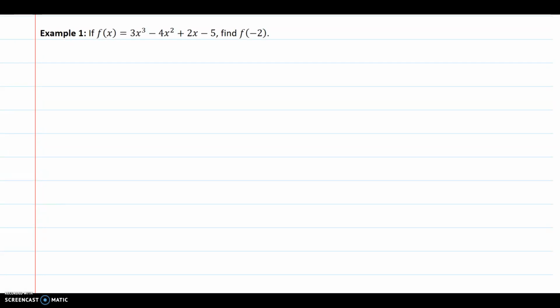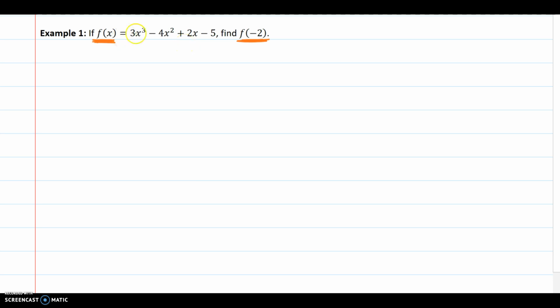So this is a basic example on evaluating a function for a particular value of x. And if we look at this question, we're trying to figure out what it is that we have to do. The question is to find f of minus 2. And if you look at what you're given, f of x. So we know f of x, we want f of minus 2. The only thing that's changed is the x has been replaced with minus 2.